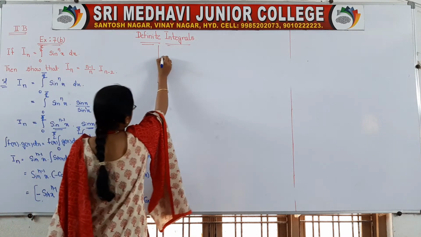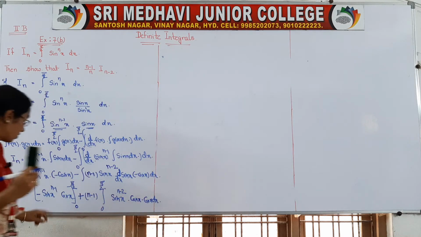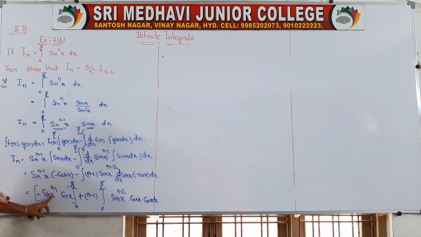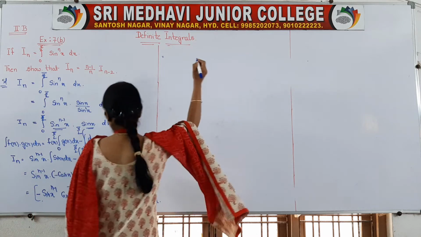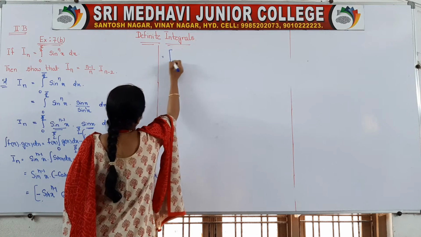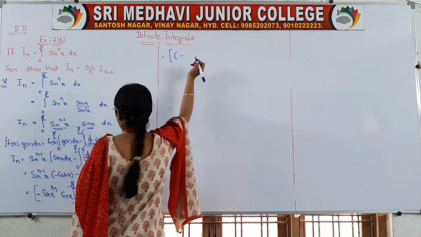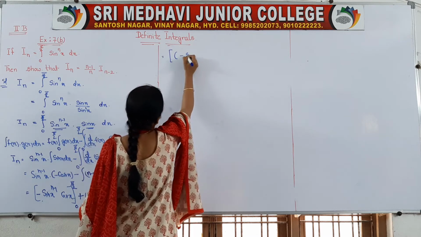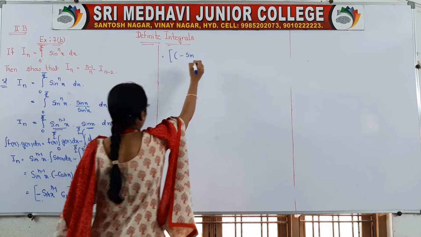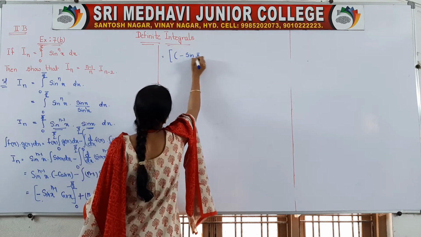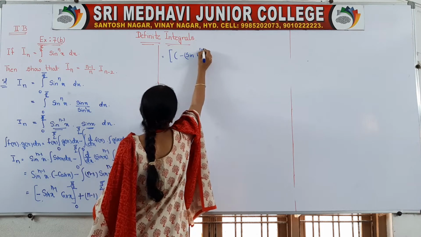Now here in this, first we have to substitute in x place the upper limit pi by 2 and in x place we have to substitute the lower limit 0. So first, the upper limit: you take minus sin x, in place pi by 2, to the power of n minus 2.